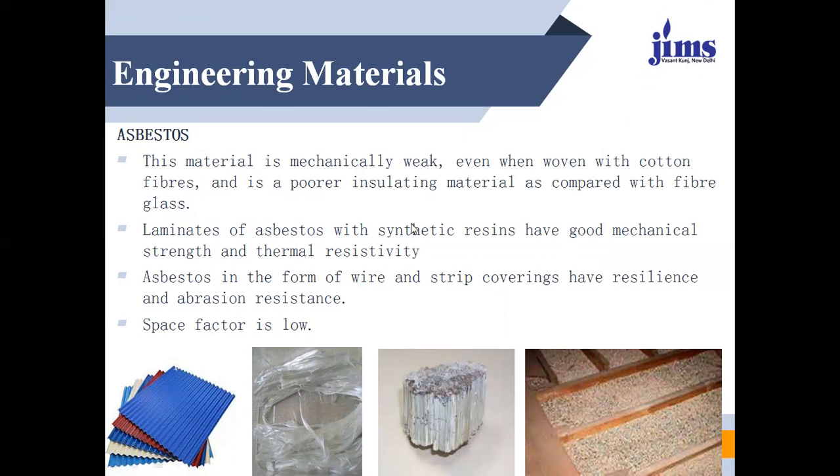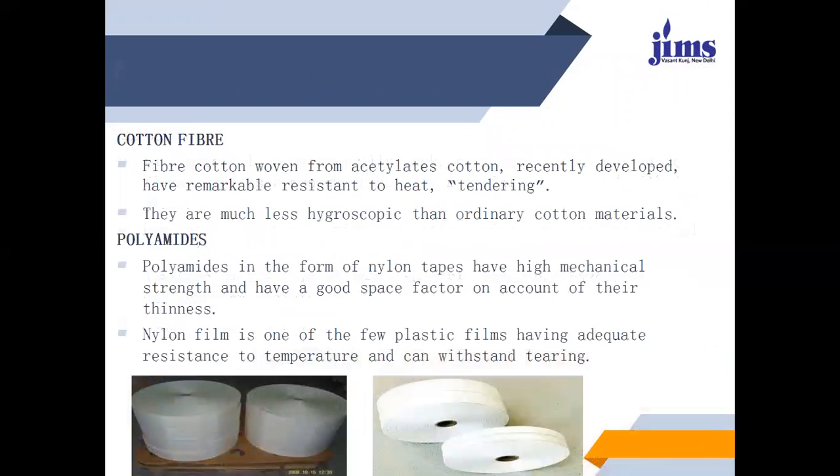So different structures of this type of material are available. It can be available in the form of cotton, so it can easily wrap over the devices we want to protect. Next is cotton fiber. Fiber cotton woven from acetylated cotton, recently developed, has remarkable resistance to heat. It is much less hygroscopic than ordinary cotton materials.